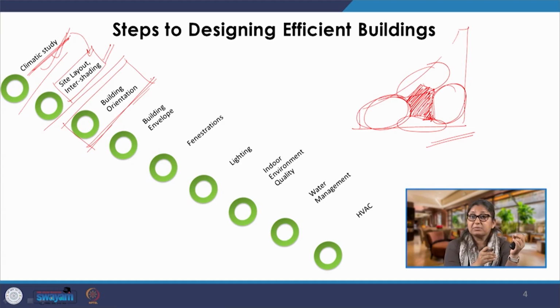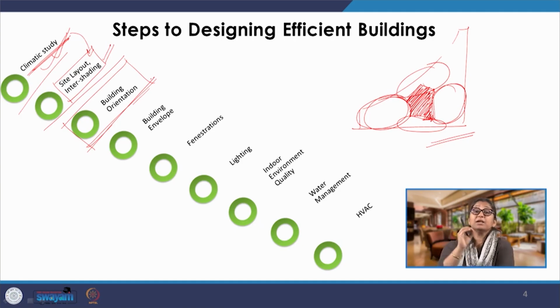So, after fixing building orientation, we move on to steps like building plan form. Once we have decided that, and we have decided the mass that is going to be there depending upon the surface volume ratios and other things, we move on to decide the building envelope.